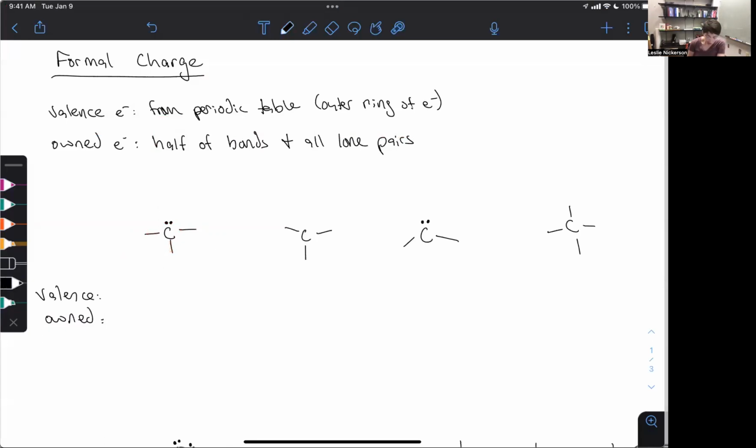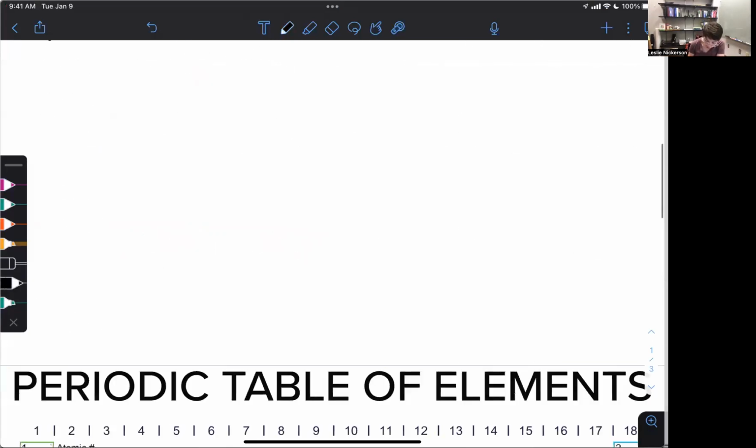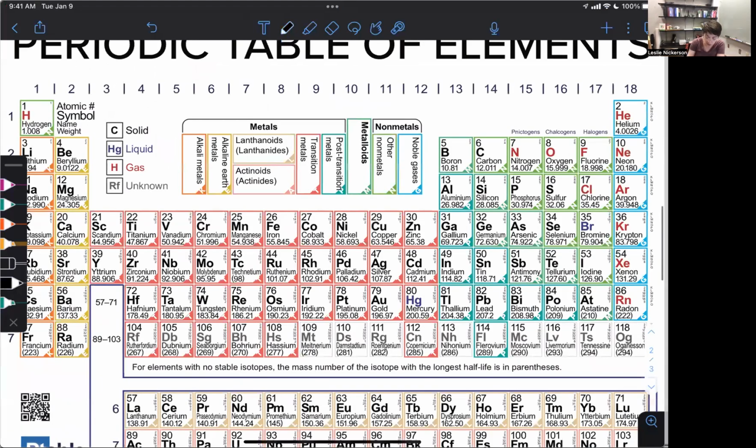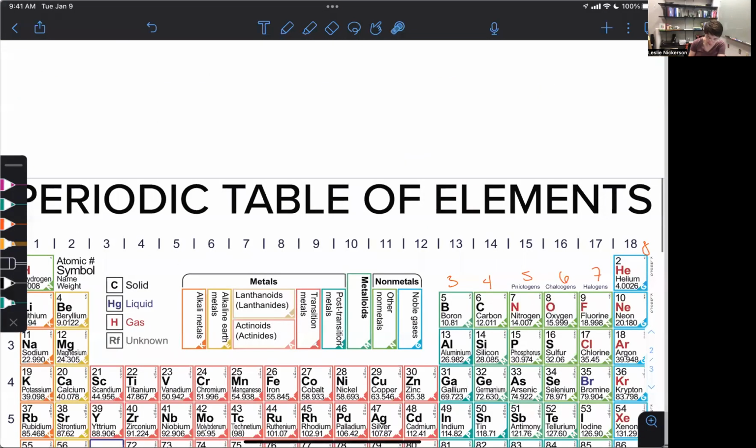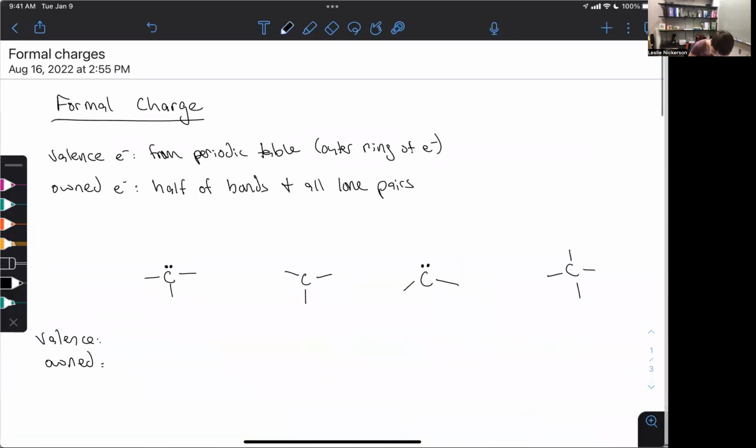And then for valence, remember, we're just going to be looking at the periodic table here. So we're really looking at 3, 4, 5, 6, 7, 8. I always just take off that 1, and then that's your valence electrons. So for carbon, we're looking at a valence of 4. We've got 4 in all of these cases if we're identifying the carbon formal charge here.